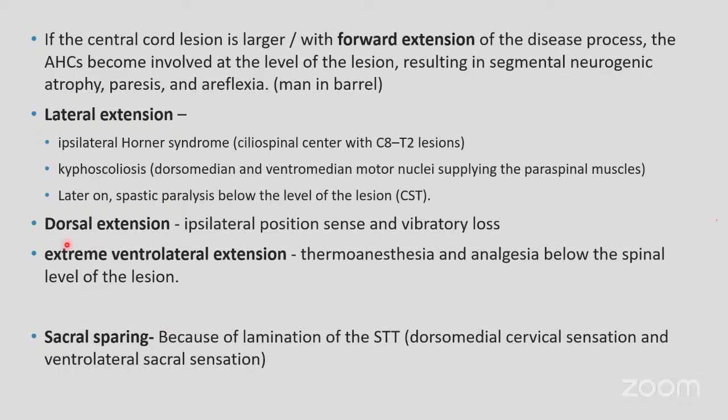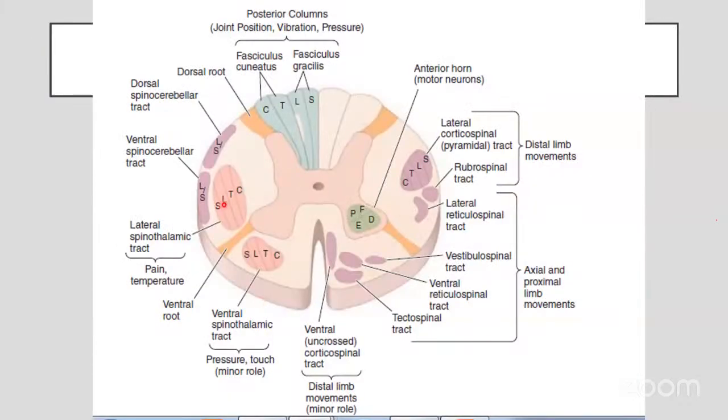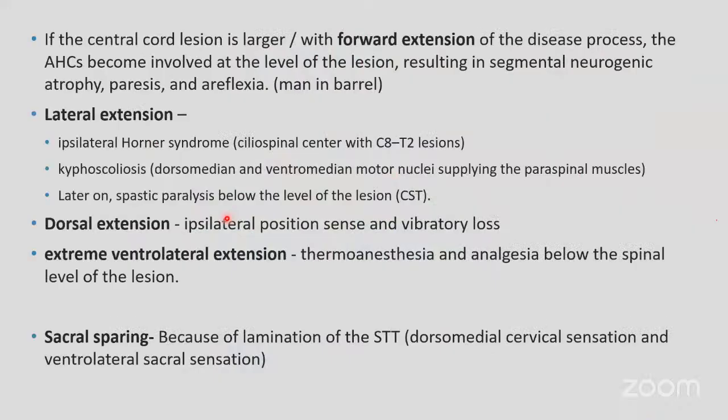As the lesion extends dorsally, there will be involvement of the dorsal column, and extreme ventrolateral extension will result in involvement of the spinothalamic tract. There is sacral sparing because of the lamination of the spinothalamic tract. If the lesion extends from the center and progresses forward towards the periphery, the sacral fibers will be spared until the end, while in the end of the disease, they might be involved.